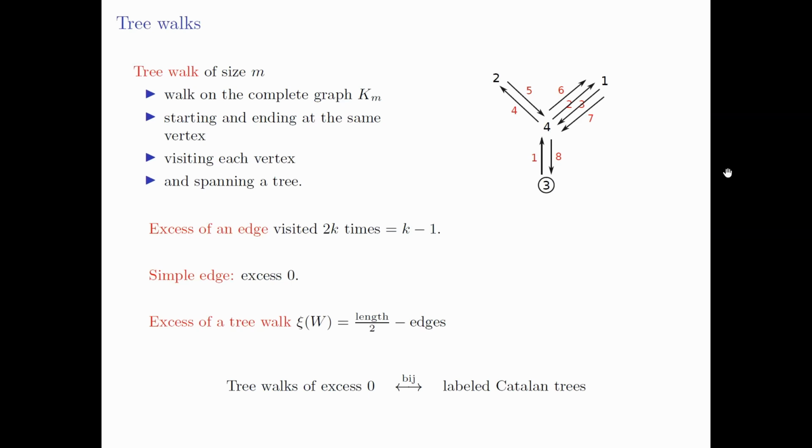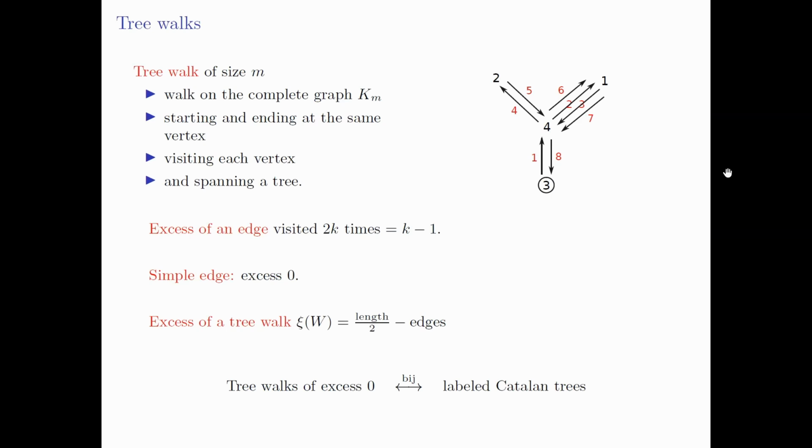So, every edge has to be traversed at least twice. And in that case, we say that it is a simple edge. The excess of an edge, if it's traversed 2k times, is k minus 1, so it's 0 for simple edges. The excess of the walk is going to be the sum of the excesses of these edges, which is half the length minus the number of edges. This notion of excess is going to be very important for us in the rest of the talk.